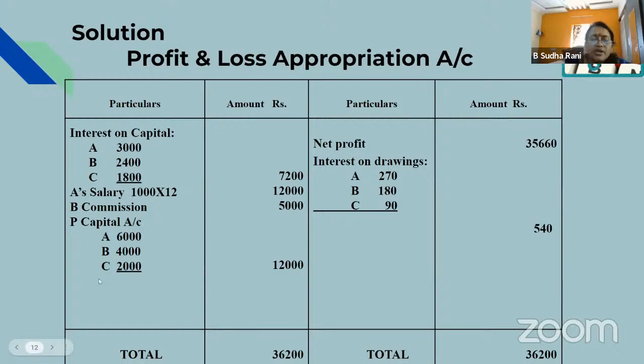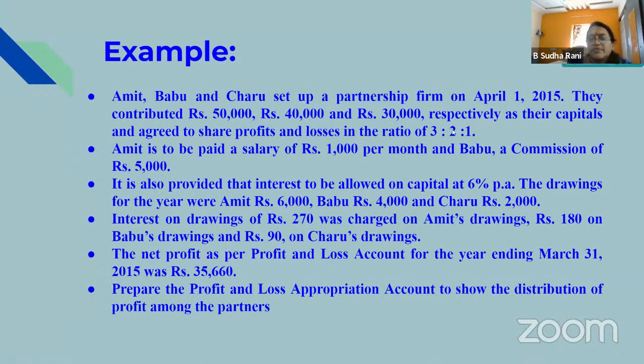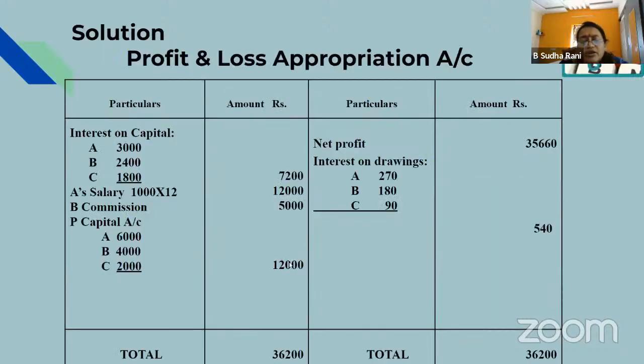That 12,000, whatever the difference, we should distribute among the partners. And how do you distribute? See in the question how they share the profits is given. They are sharing the profits in 3 is to 2 is to 1. So in this ratio, do any of you know how to calculate this, 3 is to 2 is to 1 into this 12,000? How to distribute? Or shall I explain? Please ask me. Please explain, ma'am. Okay.